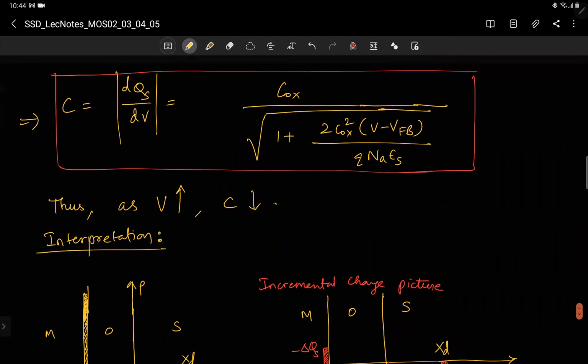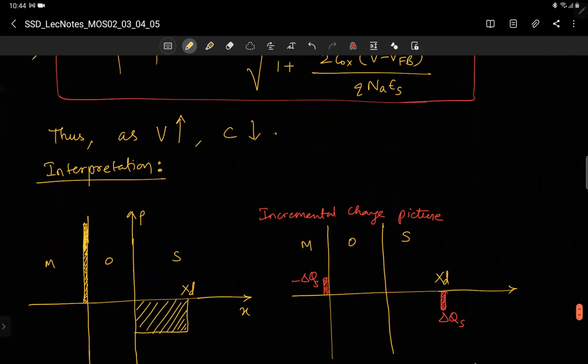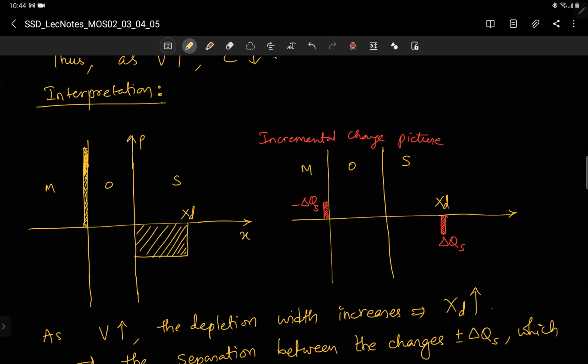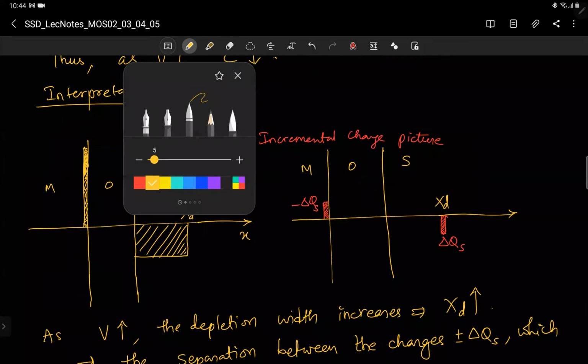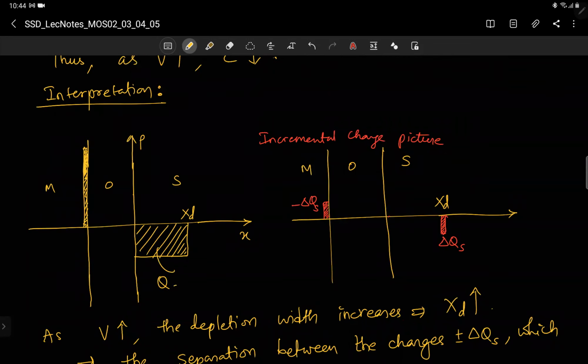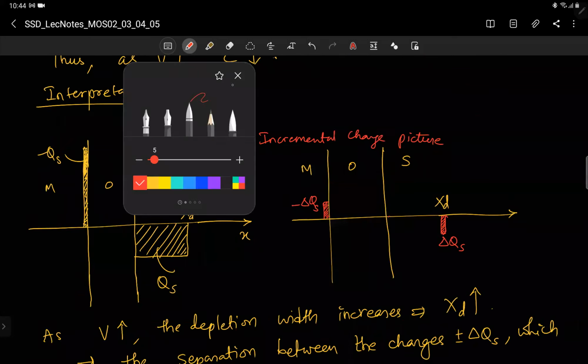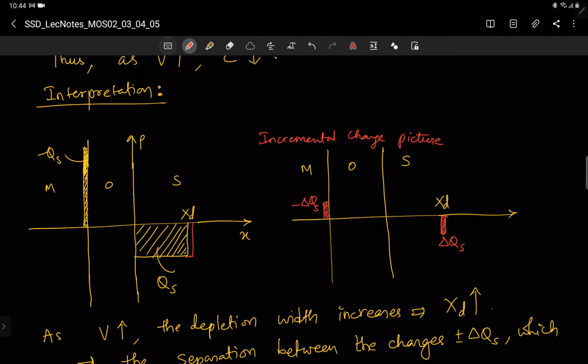Why is it so? So let us get the physical interpretation of it. So here is where you have qs, this is minus qs, this is the space charge picture, and now you have increased voltage v to v plus delta v. So it has increased like this. So here it has increased like this.